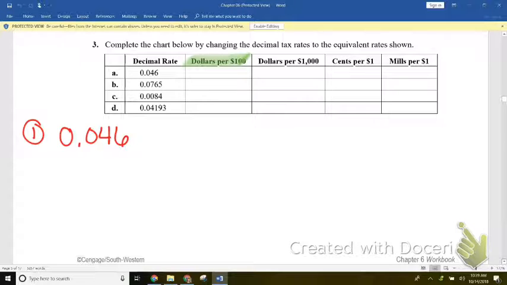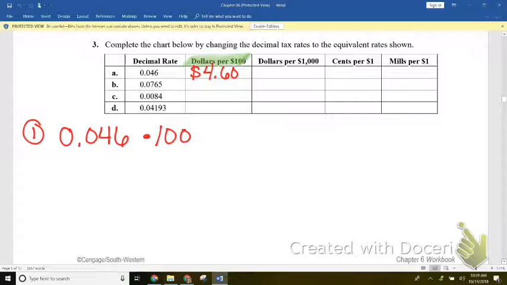So to do that, we'd have to take our decimal rate and multiply it by 100, and that works out to $4.60. So another way to describe a decimal rate of 0.046 is to say for every $100 in assessed value of your home, you would pay $4.60 in property taxes.